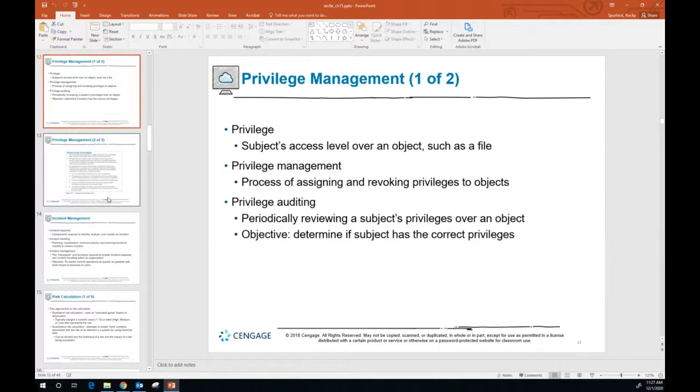Privilege management. We've talked in the past about the principle of least privilege. Well, privilege management: privilege is defined as the subject's access level over an object, such as a file. Privilege management is a process of assigning or revoking the privileges to the objects. Periodically, you need to go in and review a subject's privileges over an object and conduct a privilege audit. The objective of this is to determine if the subject has the correct privileges.